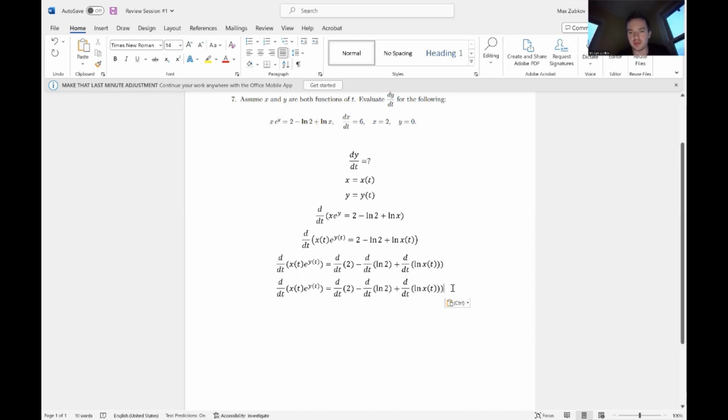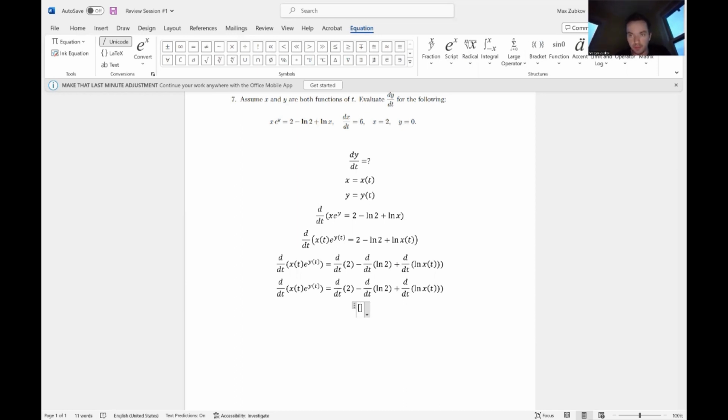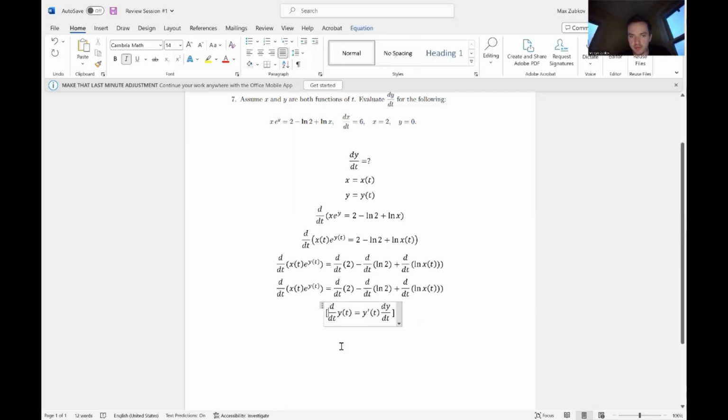So the idea, let me write this in square parentheses, is the following. If I take, let's say, d over dt of my function y of t, then that is going to be equal to y prime of t, which is dy over dt. So the idea of this expression is the following, let me make it bold for you, and I will change the color to blue or red.